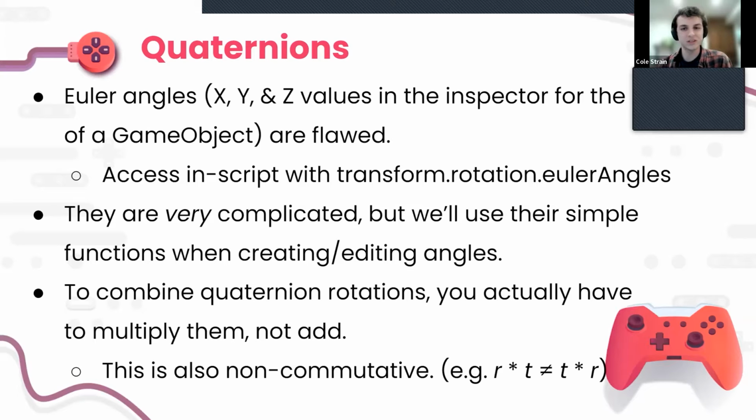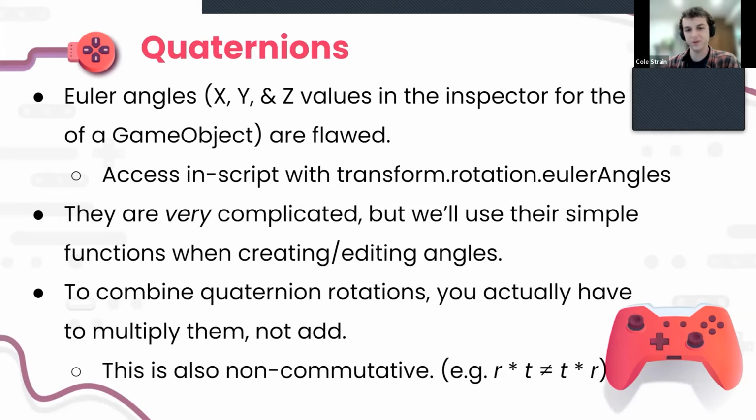So to get around that, Unity uses quaternions on the inside. Usually you don't have to deal with quaternions so much, but that's what it uses. And if you want the Euler angles in your scripts, you can get them by getting the rotation and then dot eulerAngles. Like I said, they're pretty complicated and there are some videos that explain them well, but here we're just going to use their simpler functions when we create and edit angles.